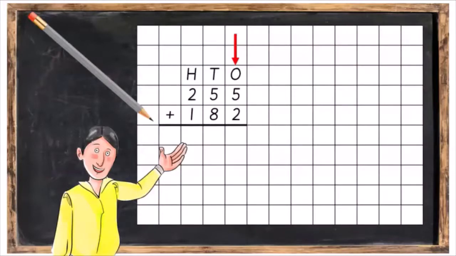Now, just a quick recap of what we did. We started on the ones, so 5 plus 2 is equal to 7. Then we moved on to the tens. 8 plus 5 is equal to 13. So you put down the 3 and you carry over the 1. And then finally for the hundreds, 2 plus 1 is equal to 4. And that's the final answer.